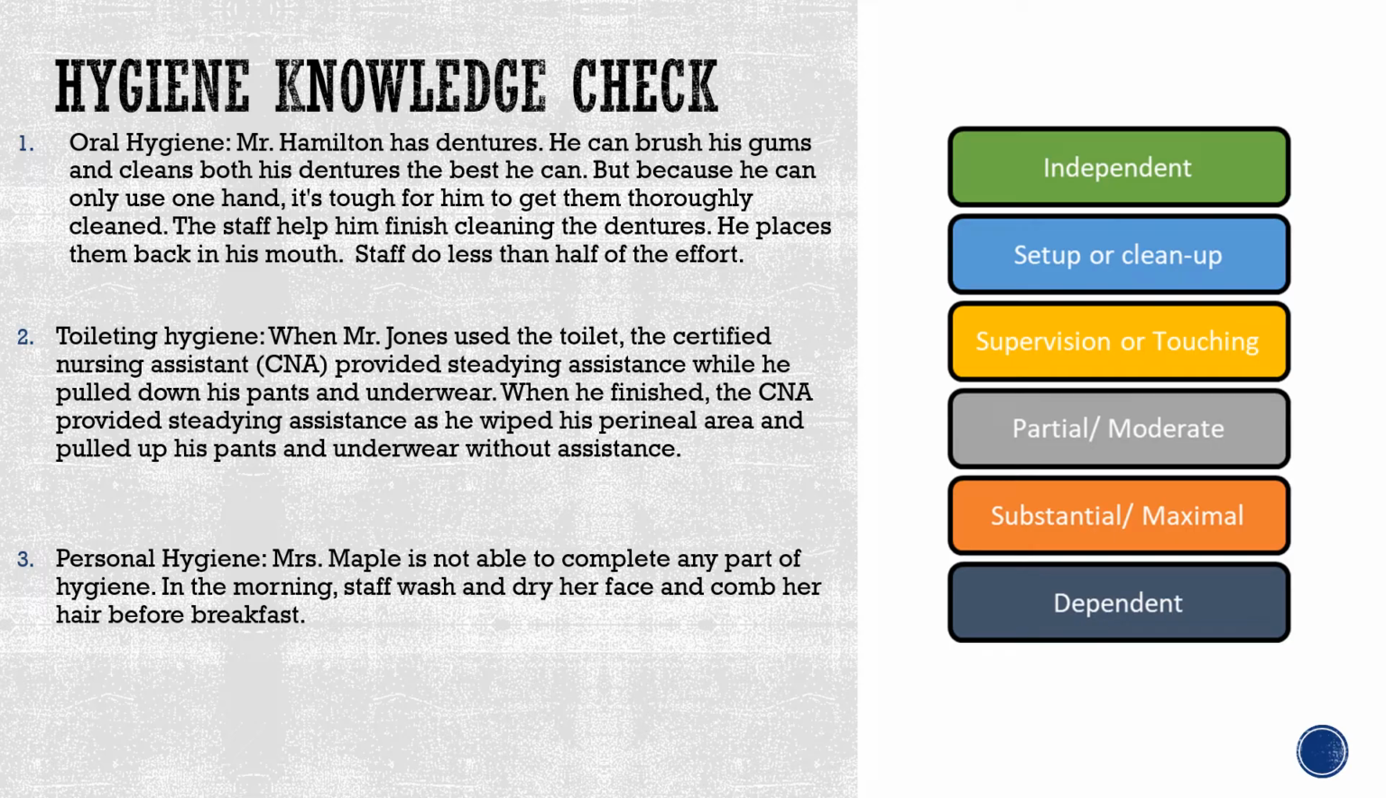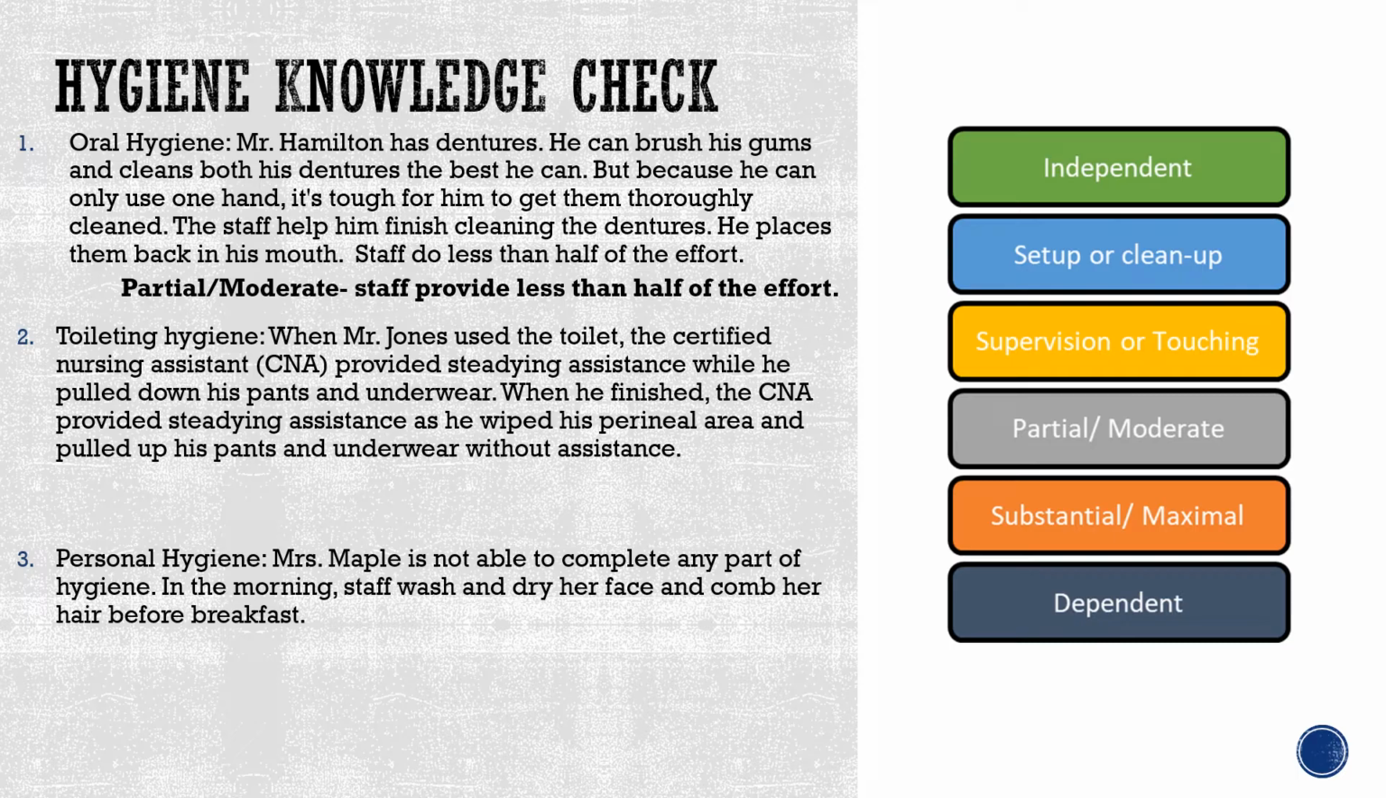Oral hygiene. Mr. Hamilton has dentures. He can brush his gums and clean both of his dentures the best he can, but because he only has the use of one hand, it's tough for him to get them thoroughly cleaned. The staff help him finish cleaning the dentures, he places them back in his mouth, and staff do less than half of the effort. How would this be coded? This would be coded as partial moderate. Staff provide less than half of the effort.